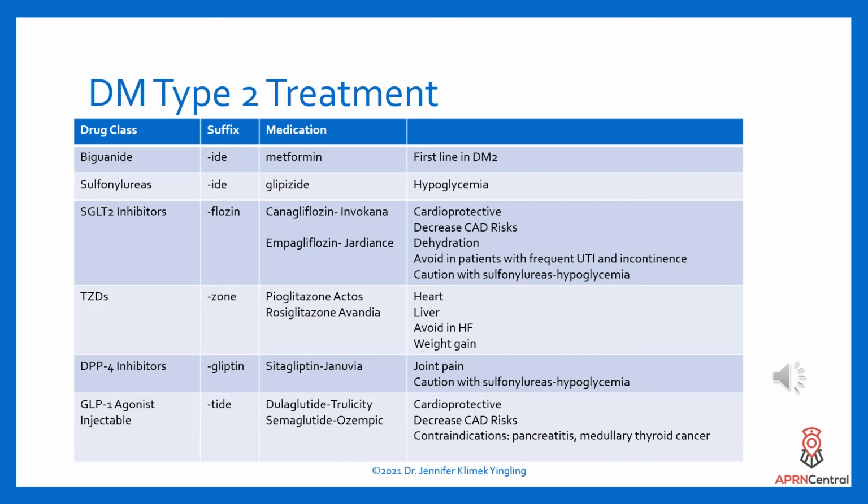When is it contraindicated? It is contraindicated with an individual whose GFR is less than 45, someone who has acidosis, an alcoholic, a history of hypoxia, someone who's had active liver disease, heart failure. Okay.